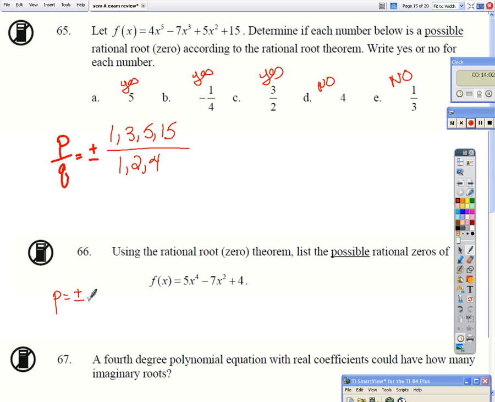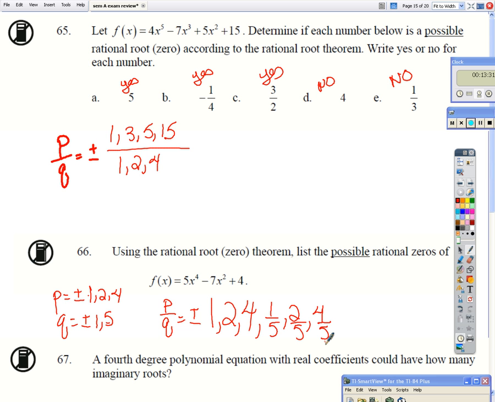So again, all the factors of P here are 1, 2, and 4. All the factors of Q are 1 and 5. So to list all the possible rational zeros, I have to use all of the P factors over all of the Q factors. So 1 over 1, 2 over 1, 4 over 1, 1 over 5, 2 over 5, and 4 over 5.